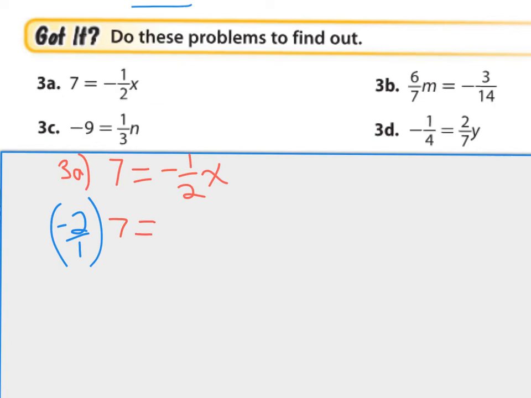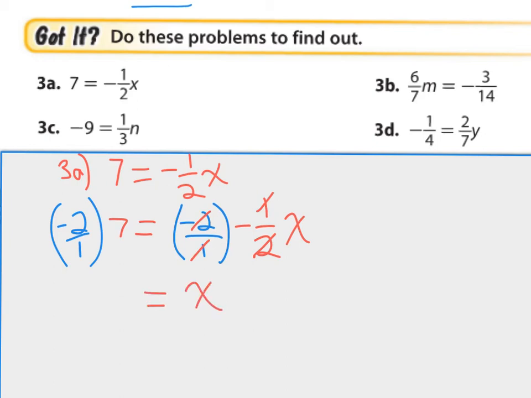And on this side, we have to do the same. So I will write it again as -2 over 1, right? And what we already had on there, times -1 over 2, x. Okay, I will cross-reference these, and they cancel each other out. Okay, and I'm just left with 1x, which is simply x.